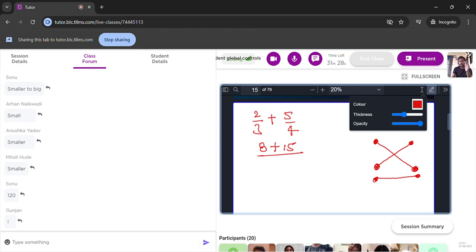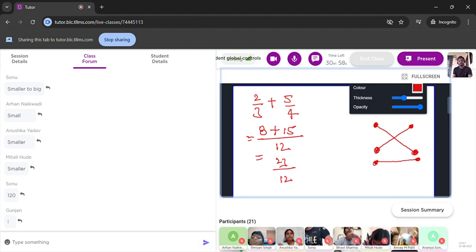In the similar way, we draw one more line, and on this line which numbers will come? This 3 and 4. Only the denominator part: whatever number is present in the denominator of both numbers, we multiply those only. So we multiply 3 and 4, and this way we get 12. Now we do the sum of this 8 and 15, and you will get 23, and in the denominator it will remain 12.